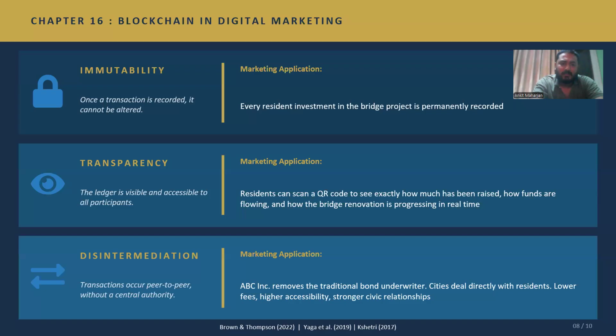Another slide is blockchain in digital marketing, which brings in the blockchain angle. Three properties matter for this marketing. The first is immutability. Once a transaction is recorded on the blockchain, it cannot be altered. The investment in the bridge is permanently recorded, so no intermediary can change, dispute, or hide it. That is a massive trust signal.